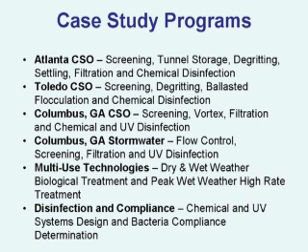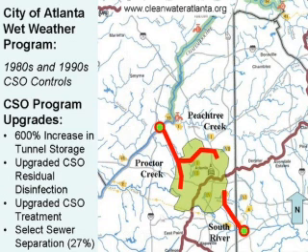Atlanta is the first one, and it involves screening, tunnel storage, screening after tunnel storage, degritting, settling, filtration, and chemical disinfection. It is an offline treatment system near the wastewater treatment facilities in Atlanta, but they do discharge separately. There's no blending. The Toledo system involves screening, degritting, ballasted flocculation, and chemical disinfection. It is at the treatment plant, and it discharges in a blended fashion to the river.